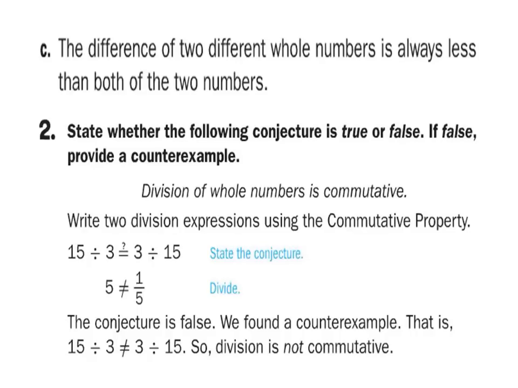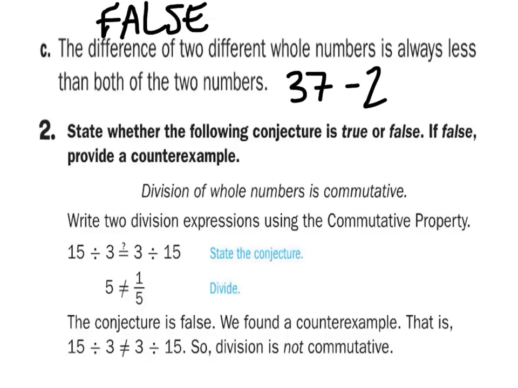Okay. Oh boy. What do you think it is, Ashley? True or false? False. So Ashley is saying that it's false. And what example did you counter with? I did 37 minus 2, which is 35. Very good.